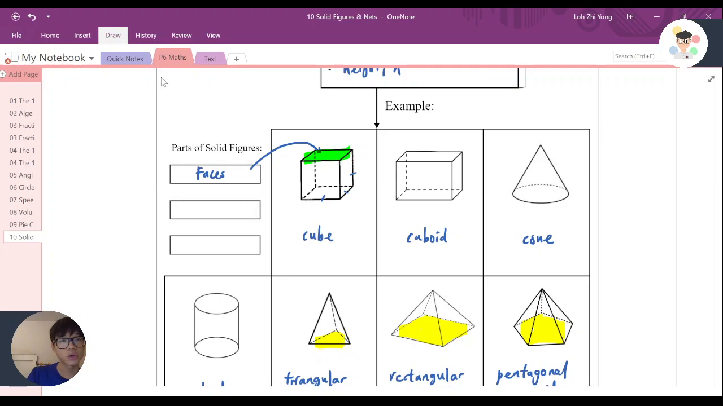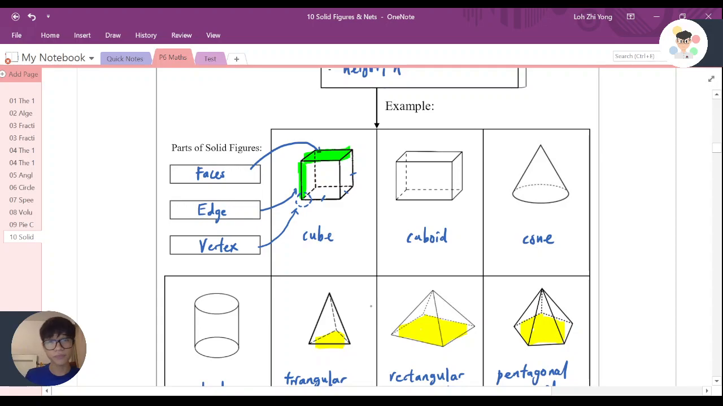Now, the next thing you need to know is something we call an edge. For example, this is a line. As you can see, this line is the edge. The next thing you need to know is something we call a vertex. Basically it is the sharp point. For example, a cube has 8 vertices: 1, 2, 3, 4, 5, 6, 7, 8.